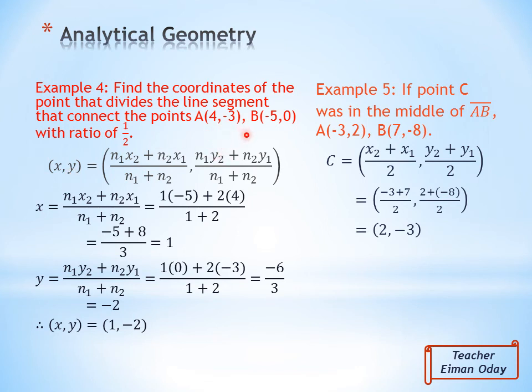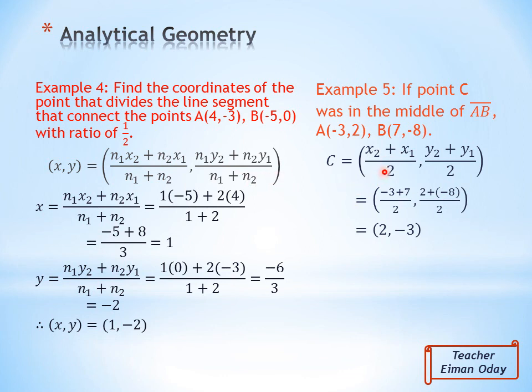In example 5, this is very easy. Point C is in the middle of AB. This is A, this is B. So directly I can use the simple formula for the midpoint. And notice that it's not wrong to use the other formula. It is the same, it will give us the same result.